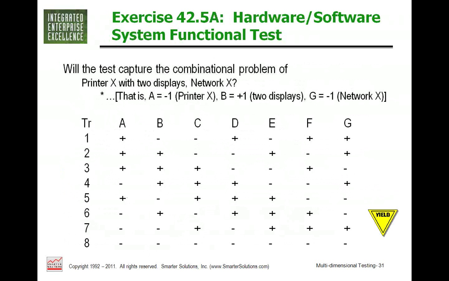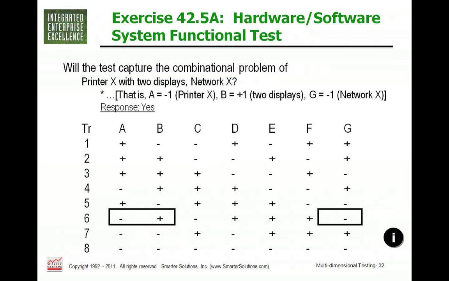Now the question is, what happens if we really had a printer X problem with 2 displays in network X? Would this particular test capture that problem? Well, the answer is yes, because trial number 6 would fail because of that particular set of conditions.